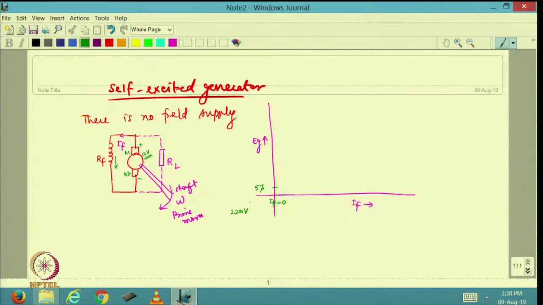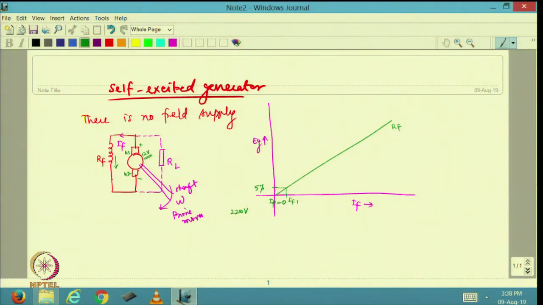Now, to get the magnitude of the field current, I have to draw the resistance line. The slope of this is going to be RF. For this voltage there will be a field current corresponding to the magnitude of this line. Whatever the slope of this line, that is going to determine the field current. Let us say that is some If1.